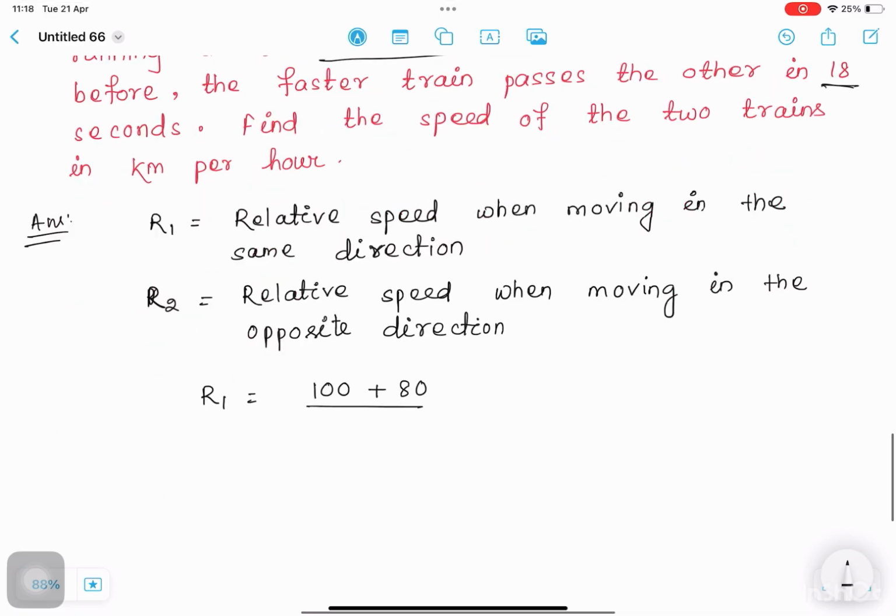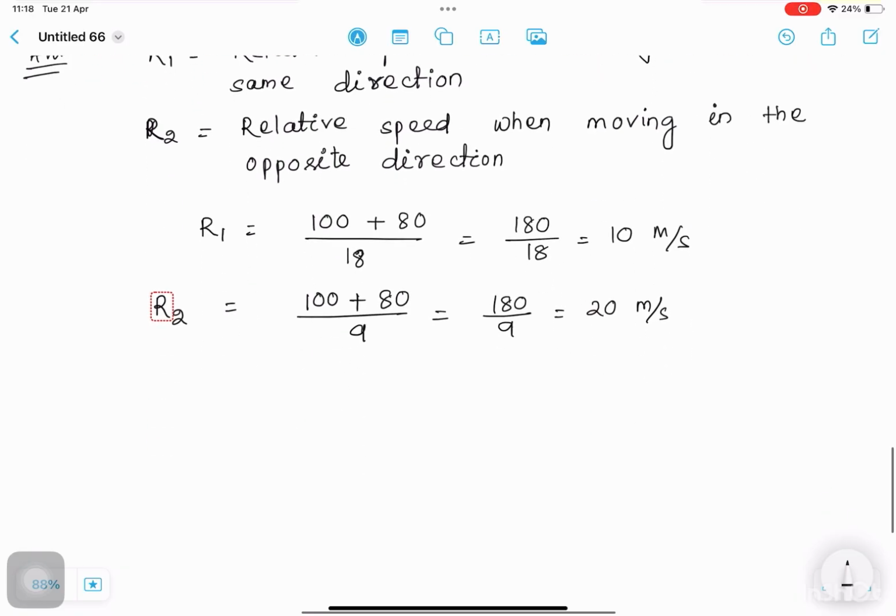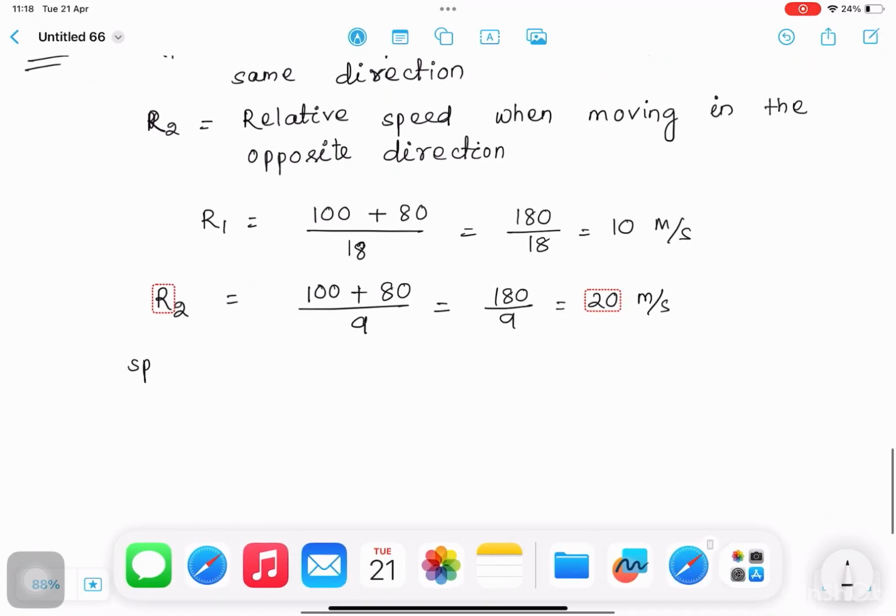So now we have to calculate R1 equals both the train lengths, 100 plus 80, by the time when they are in the same direction, 18. So 180 by 18, that is 10 meters per second. Likewise, for the relative speed in the opposite direction, the distance is 100 plus 80 by 9 seconds, so the relative speed in the opposite direction is 20 meters per second.